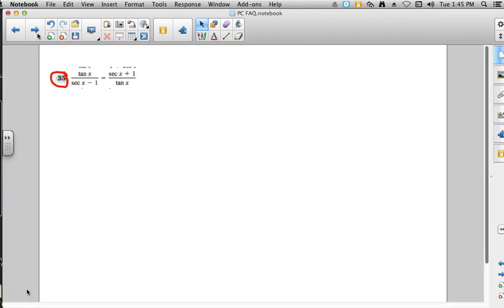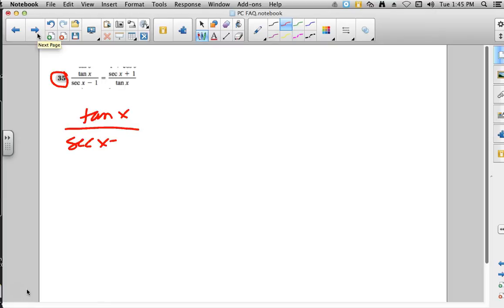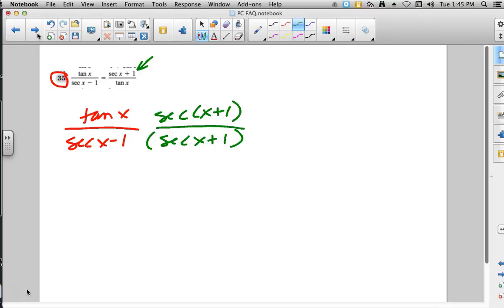Now number 35. Number 35 says we have the tangent of x over the secant of x minus 1. And keeping my eye on the prize, that really tells me that I want to use the conjugate here, because I want to get a secant of x plus 1. So I'm going to multiply by the secant of x plus 1 in the numerator and the denominator. Again, we're really just multiplying by 1 here, because the secant of x plus 1 divided by the secant of x plus 1 is just 1. So we're manipulating. We are not changing its value.